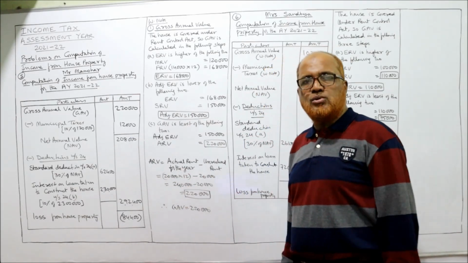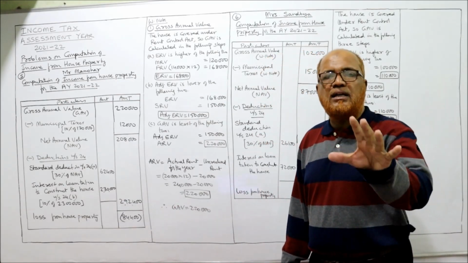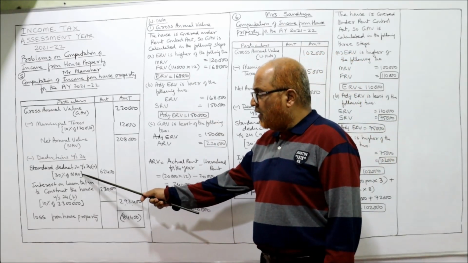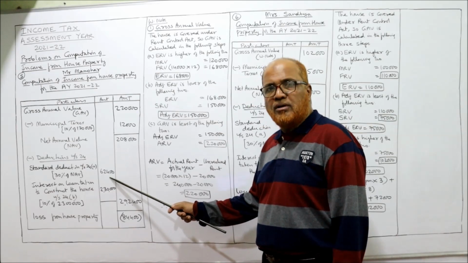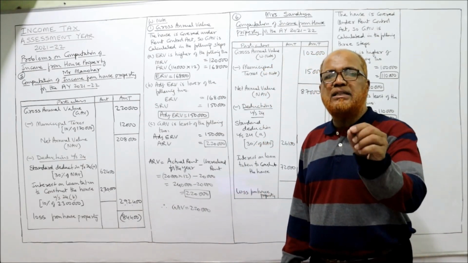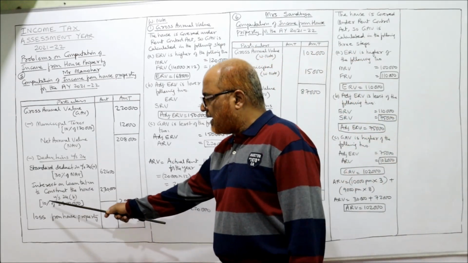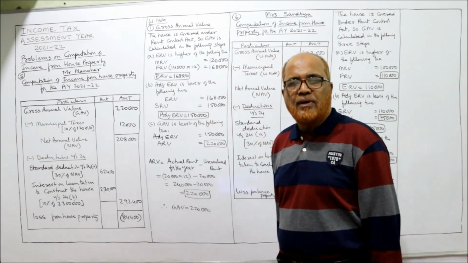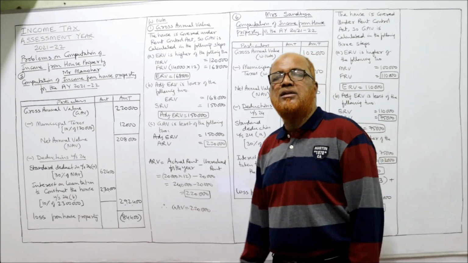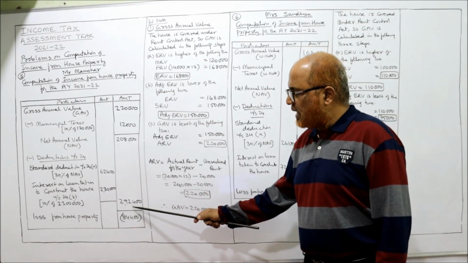Deduct, NAV 2,08,000. Standard deduction under section 24A, that is 30% of NAV, compulsory, in every problem we have to calculate. 30% of 2,08,000, 62,400. Now interest on loan taken. 23 lakh rupees loan he has taken at 10% rate of interest. So 23 lakh into 10%, 2,30,000. Take the total, 62,400 plus 2,30,000, it comes to 2,92,400.